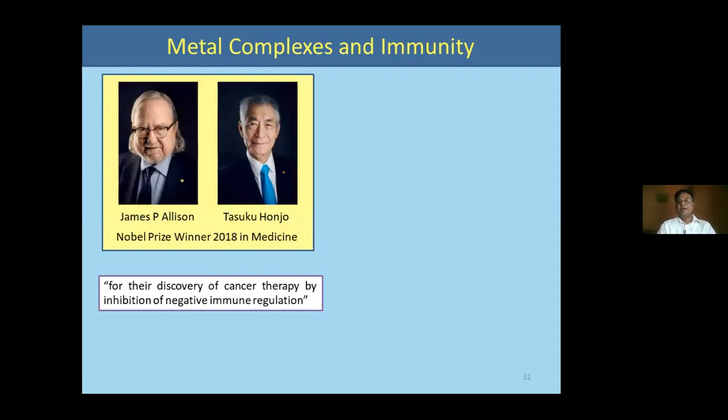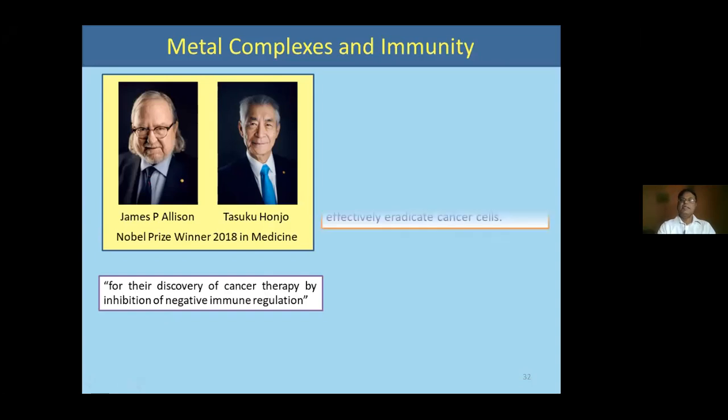Now, in the last part of my presentation, I just wanted to tell you some interesting facts. This is a Nobel Prize given to James Allison from the USA and Tasuku Honjo from Kyoto University, Japan. They got the Nobel Prize by checking the role of immunity to treat cancer patients. They got it for the discovery of cancer therapy by inhibition of negative immune regulation.